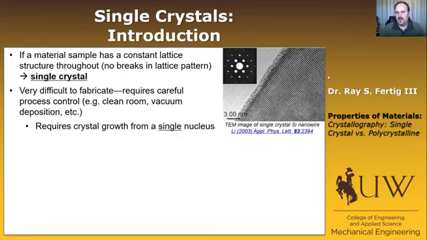Because otherwise, if we have multiple nuclei growing together, they won't necessarily form the same lattice, right? They're going to come together and form some kind of a boundary, and we'll talk about that in just a minute.